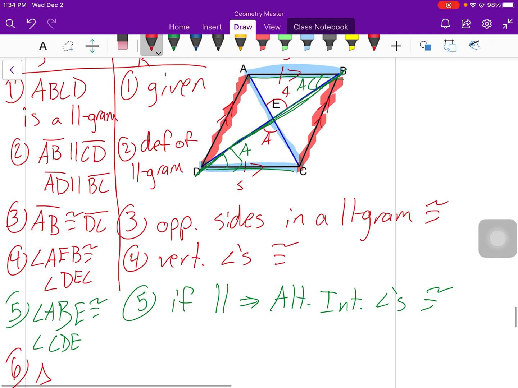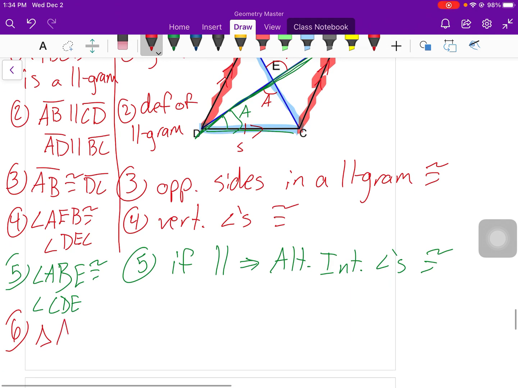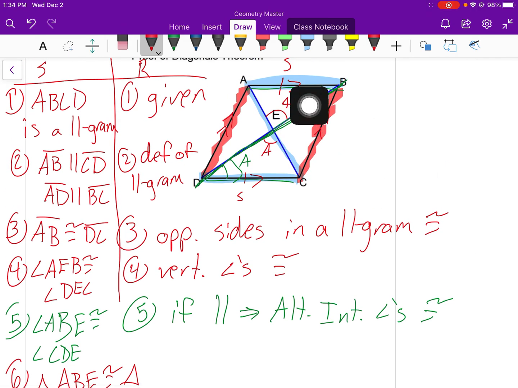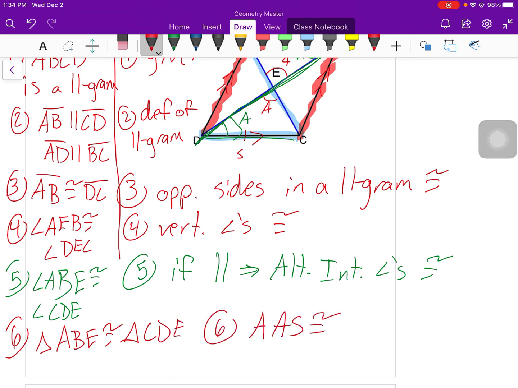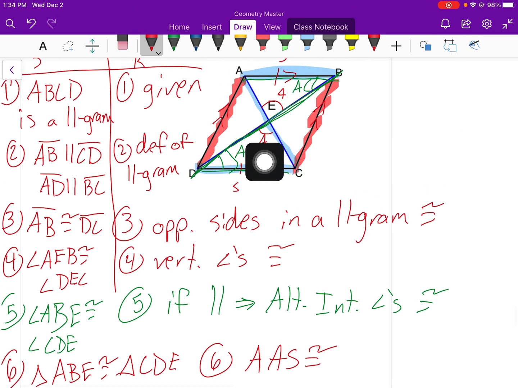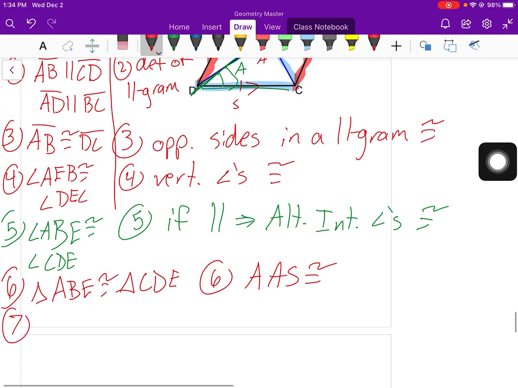So triangle, and I'm going to go ABE for my first one. Remember, the first order doesn't really matter. The second one does. So I went A to B to E. So I went from the one that I don't know anything about to 2 marks to 1 mark. So CDE would be my next triangle. And my reasoning is angle, angle, side congruence. I don't have the side between the angles, so I had to go angle, angle, side. So my next step is always going to be CPCTC for my reason.